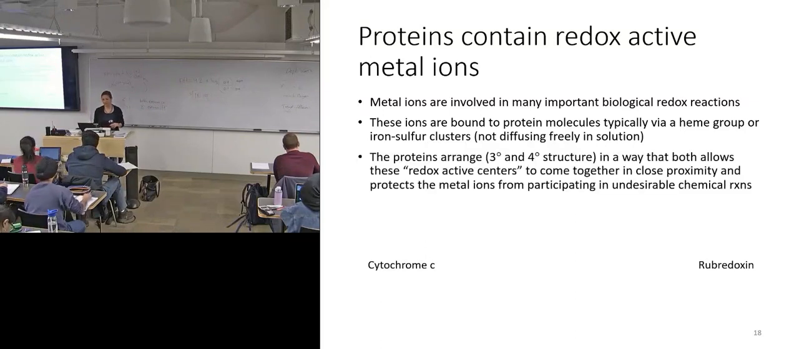gonna care about. So then the proteins will arrange themselves. They will use their folding, tertiary and quaternary structure, their overall folding and their interaction with other proteins, in sort of two ways. One, it allows these redox active centers, these metal ions, to actually come together in close proximity and participate in the reactions that we're interested in.